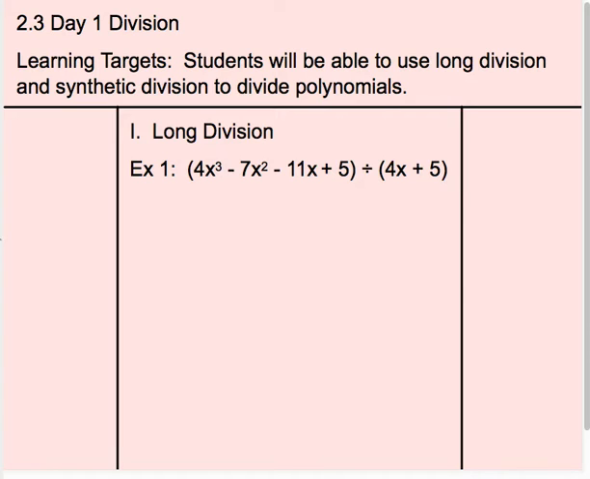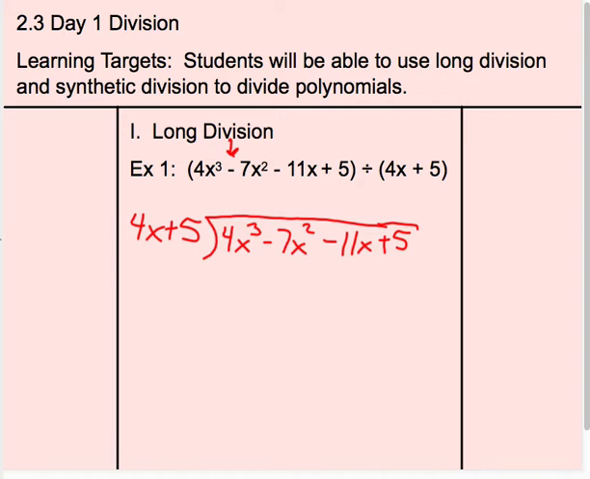Alright, setting up our long division, we put what we are dividing into under the bar. And if there are any terms that are missing, it's helpful to put a 0 in that placeholder. So for example, we've got x cubed, x squared, x, and then the constant. There aren't any terms that are missing. If we had 4x cubed minus 11x plus 5, we would be missing that x squared term, so it would be helpful to put a 0x squared there. And then what we're dividing by goes on the outside.